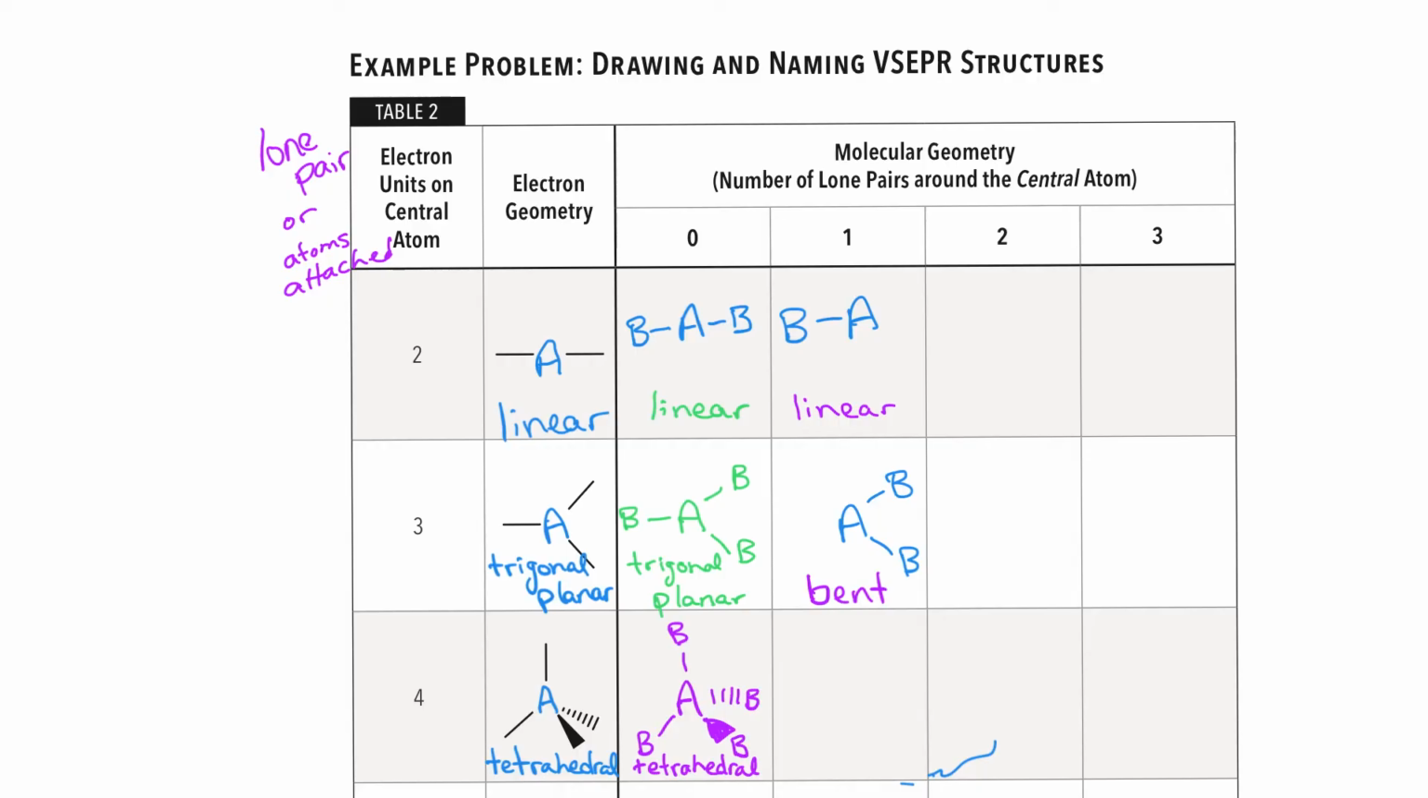Now, as we look at our next structure, with 1 lone pair, we'll still have 3 atoms attached, and then we'll replace one with a lone pair. So we've got our central atom, and it'll have 1 lone pair and the 3 atoms attached.